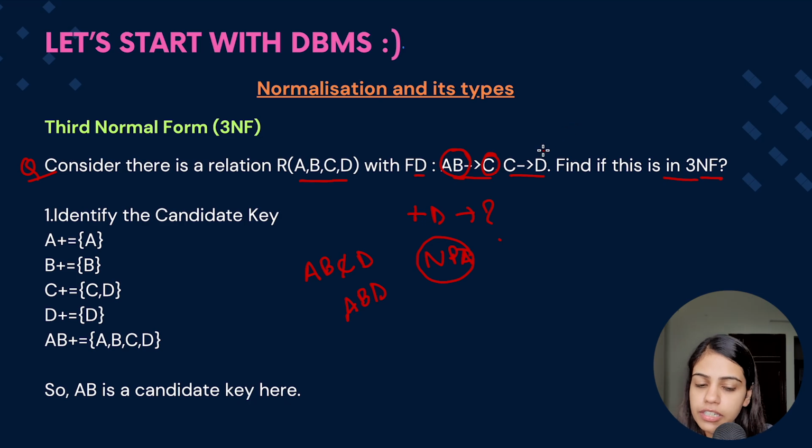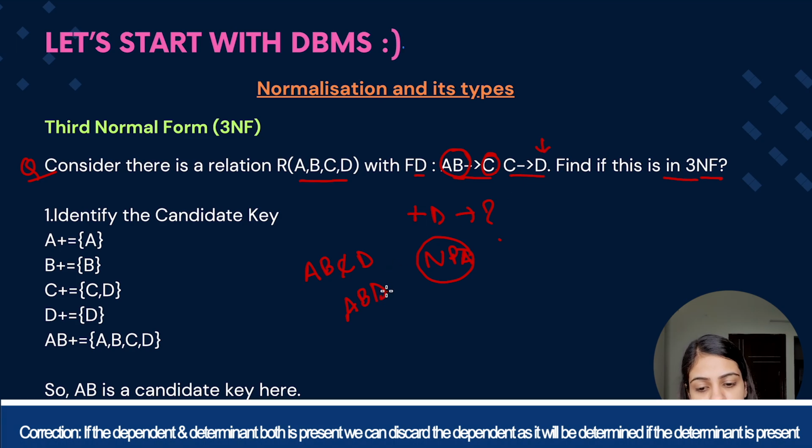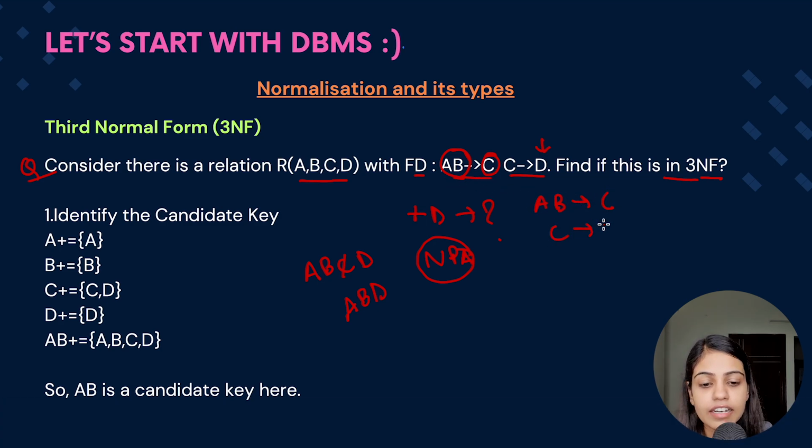For the next functional dependency, D is the dependent and C is its determinant. If the dependent is present, we can discard the determinant. But since C is not present here, we can't discard anything. But if you look closely at these functional dependencies, AB determines C and C determines D. So can we say that AB will determine D using the rule of transitivity? So if AB is present, it can already determine D. So we can discard this as well.